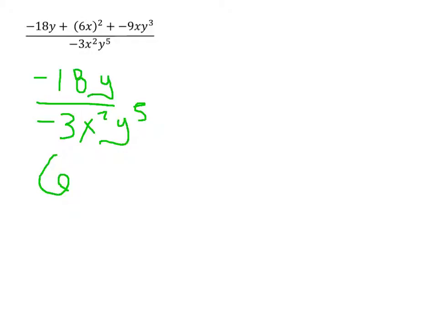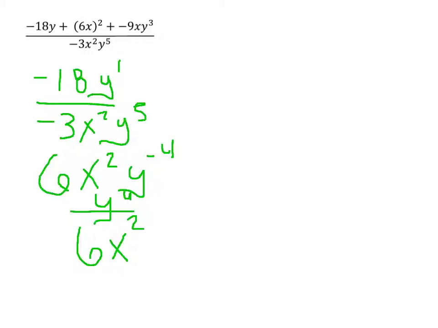Next, we want to use the quotient rule for exponents, in which you take the power minus the power. Since there are no x's, we'll just leave it as x squared, and then we take y to the 1 minus y to the fifth, which gives us y to the negative fourth. You never want to leave a negative exponent, so we'll take 6x squared and move the y to the top, the numerator. So we will have y to the fourth all over 6x squared for the first problem.